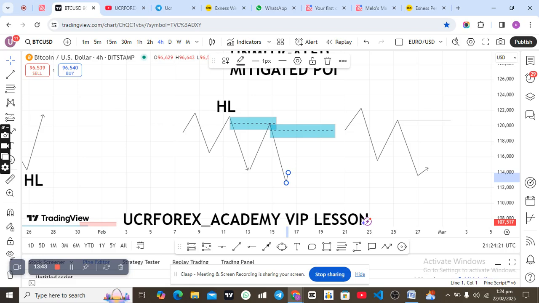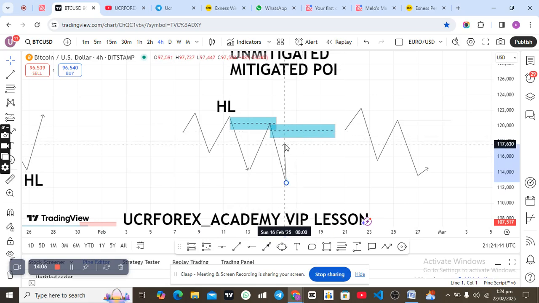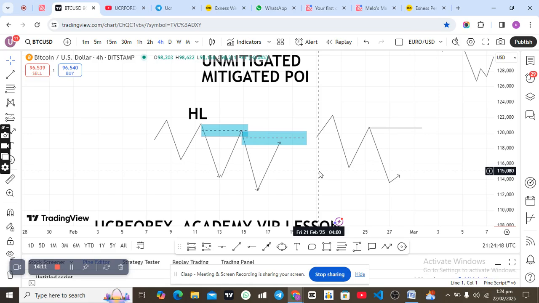Always remember what I told you at the beginning of this lesson: anytime price prints a new high, it needs to come down to print a new low. Each time price prints a new lower low, it needs to come back to print a new higher low. All of them are the same. So the moment price returns to that particular zone, it has moved from unmitigated to mitigated.